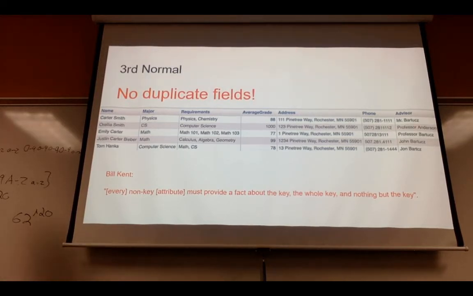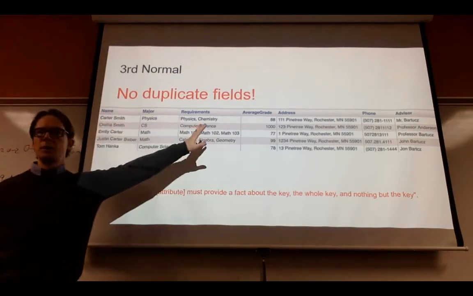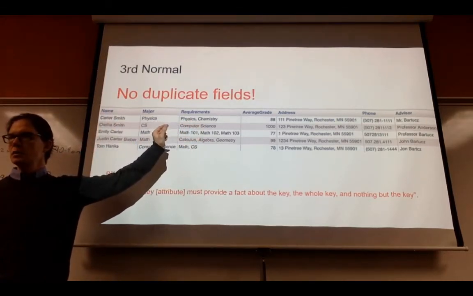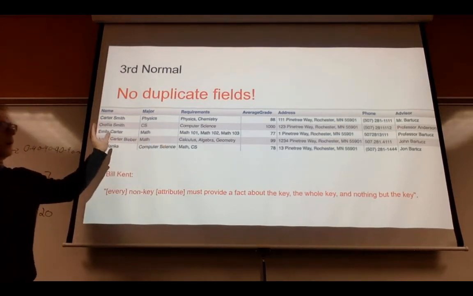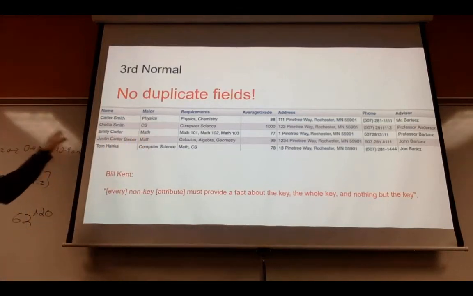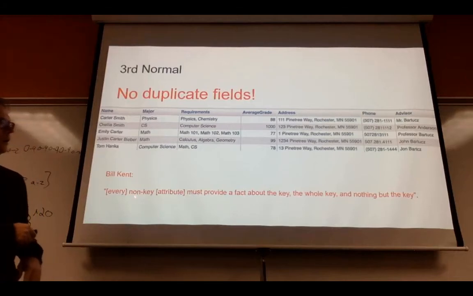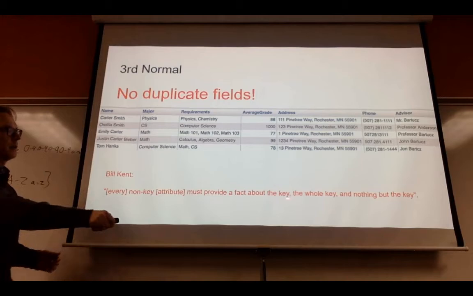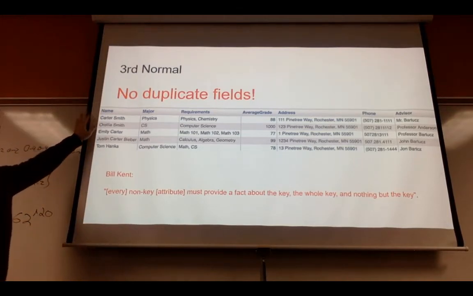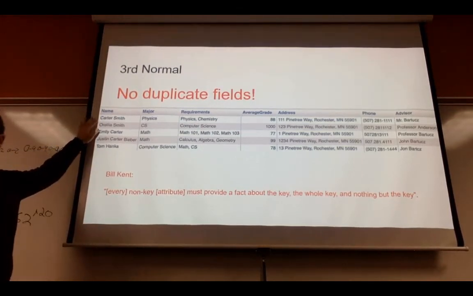Every non-key attribute must provide a fact about the key, the whole key, and nothing but the key, right? Have you guys ever talked about having multiple columns be your primary key? A little bit. So you can do that. It makes things a little more complicated, but anyway, we've already covered all the individual parts of this. Must provide a fact about the key. So again, student is the key. Requirements does not provide a fact about the key.